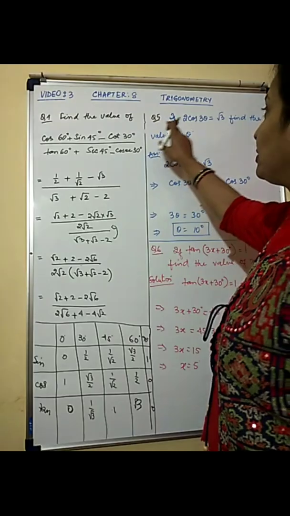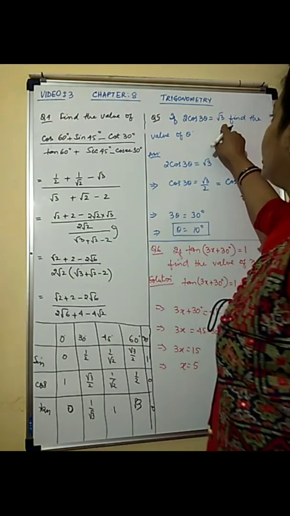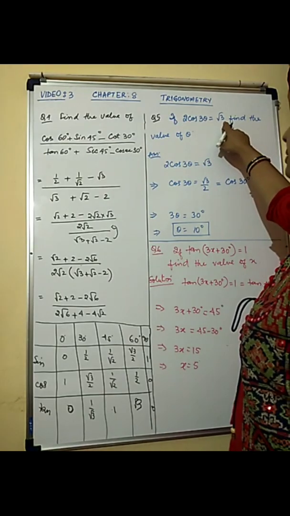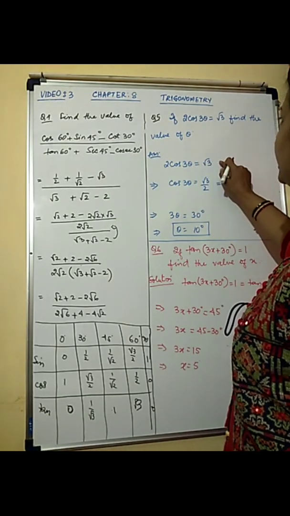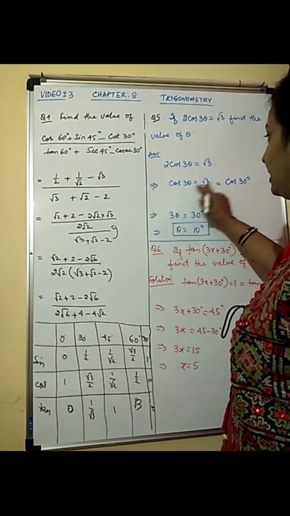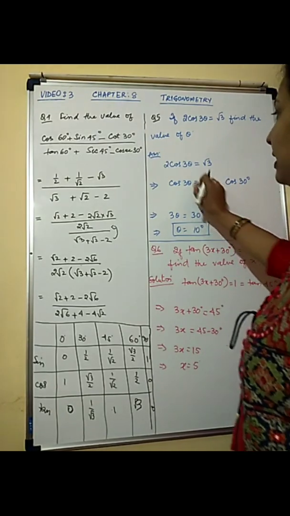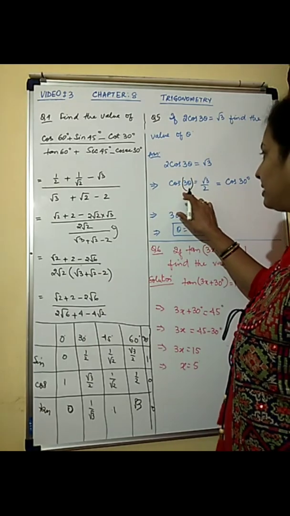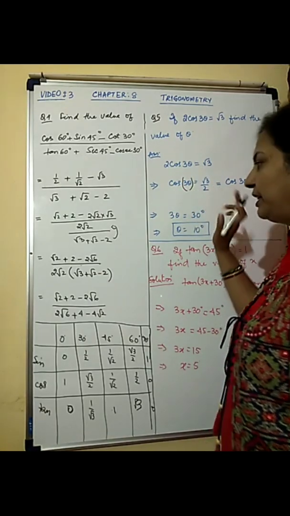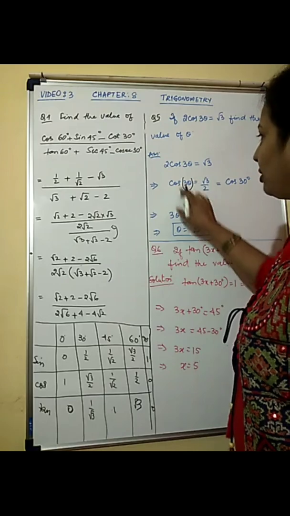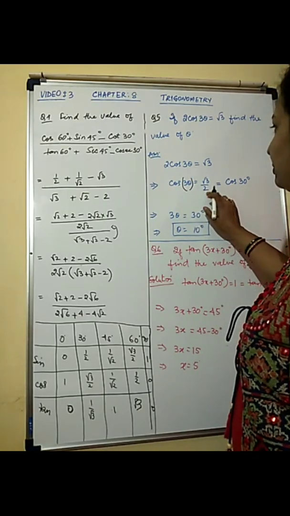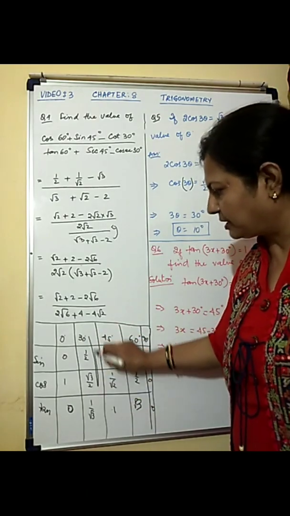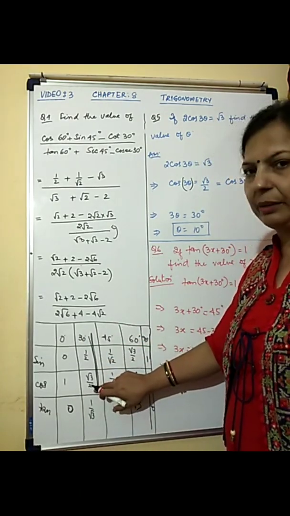Now the next type of question is, if 2 cos 3 theta is equal to root 3, find the value of theta. So we have 2 cos 3 theta is equal to root 3. So cos 3 theta is equal to root 3 by 2. Now you have to take this whole as one angle. This is cos ratio of 3 theta is root 3 by 2. So now we will see that cos ratio of which angle is equal to root 3 by 2. So cos of 30 degree, from this table you can see cos of 30 degree is root 3 by 2.